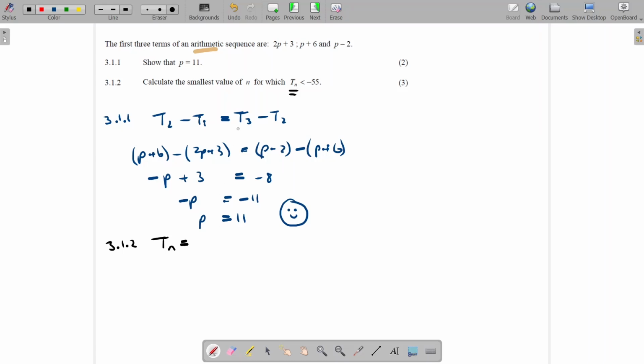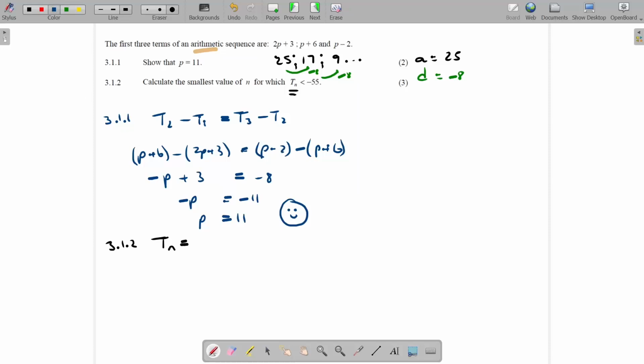In this case, we can realize that if P equals 11, then this pattern is actually going to be 22 plus 3, which is 25, P plus 6, which is 17, and P minus 2, which is 9. Now, a quick check would confirm that this is in fact arithmetic because we are minusing 8 and we are minusing 8. What this gives us is that, therefore, A is 25, and the realization from that was that, therefore, D equaled minus 8.